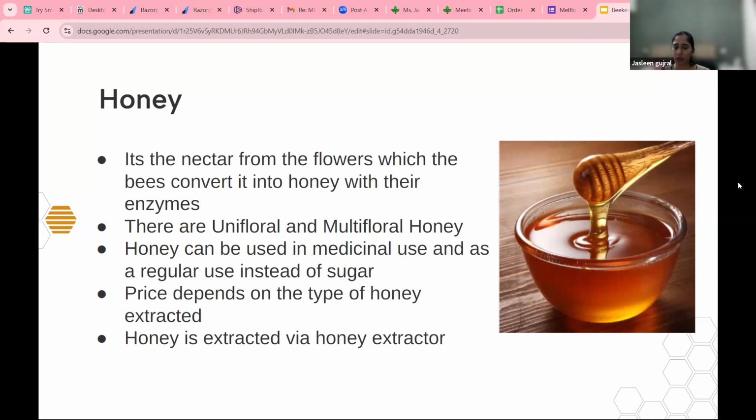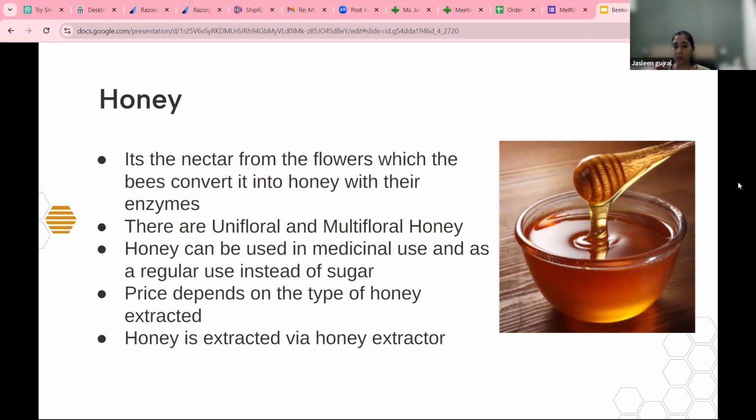You can use honey for medicinal use as well as regular use instead of sugar, because sugar has been refined in many ways and goes through so many chemical processes. But honey is just the natural thing which has been brought by the bees. They collect it, and it is made through their enzymes in such a way that all the natural properties from nature are brought to you. So it's very good for you instead of sugar.